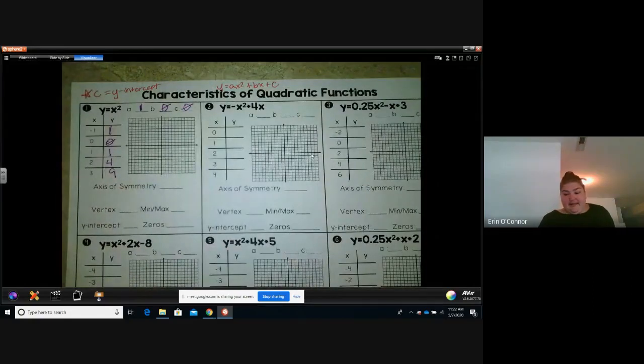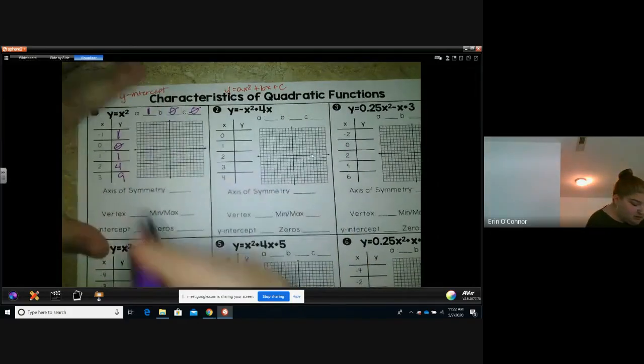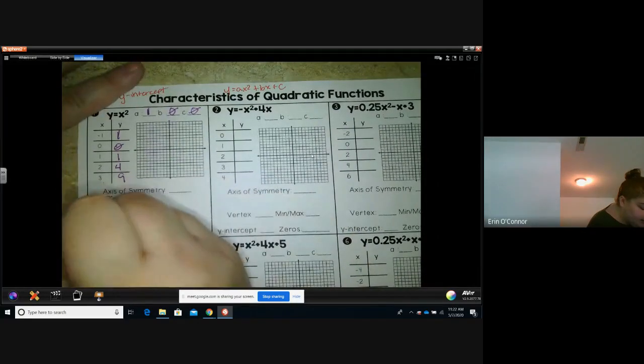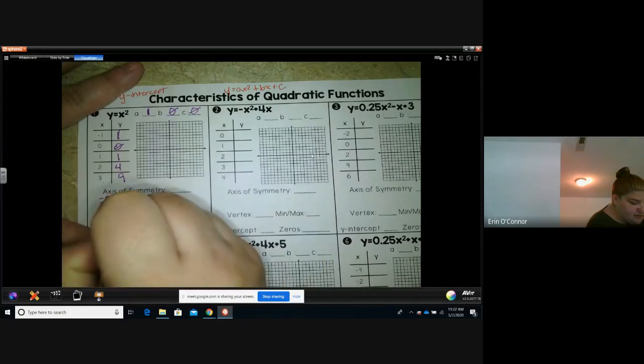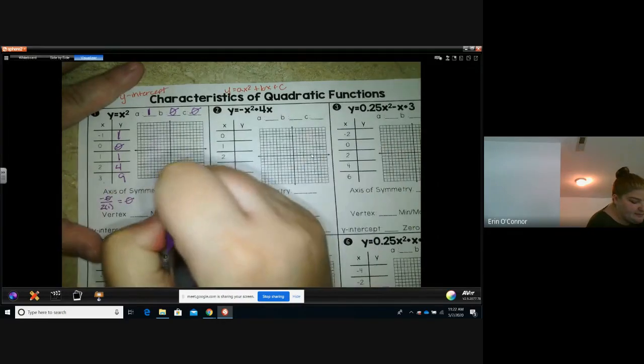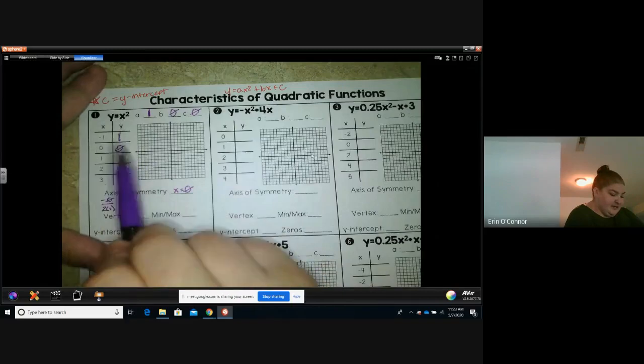Now, the axis of symmetry. Remember, it's negative b over 2a. Well, my b is 0, so my axis of symmetry would be negative 0 over 2 times 1. Negative 0 is just 0 divided by 2. 0 divided by 2 is 0. So my axis of symmetry is 0. My vertex, then, if I plug a 0 in here, is 0, 0.